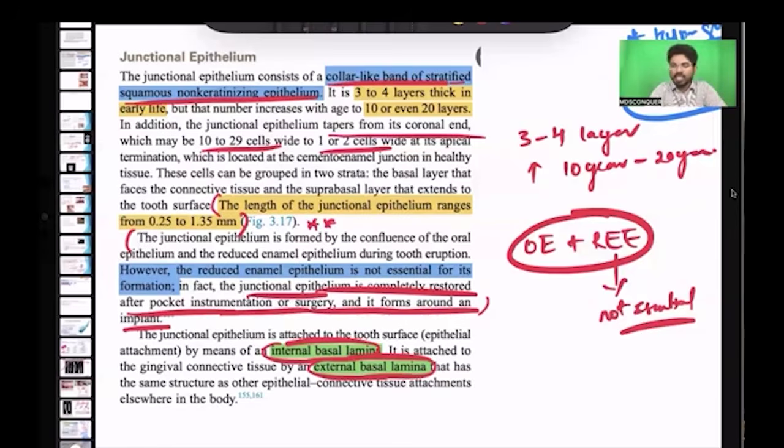Next, question number 20 is familiar. Length of junctional epithelium ranges from. Very good. Length of junctional epithelium ranges from 0.25 to 1.35 millimeters. Very good. Thickness of junctional epithelium already discussed. Initially, how much thickness? Initially, it is 3 to 4 cell thickness. As age increases, it can increase up to 10 to 20 cell thickness.